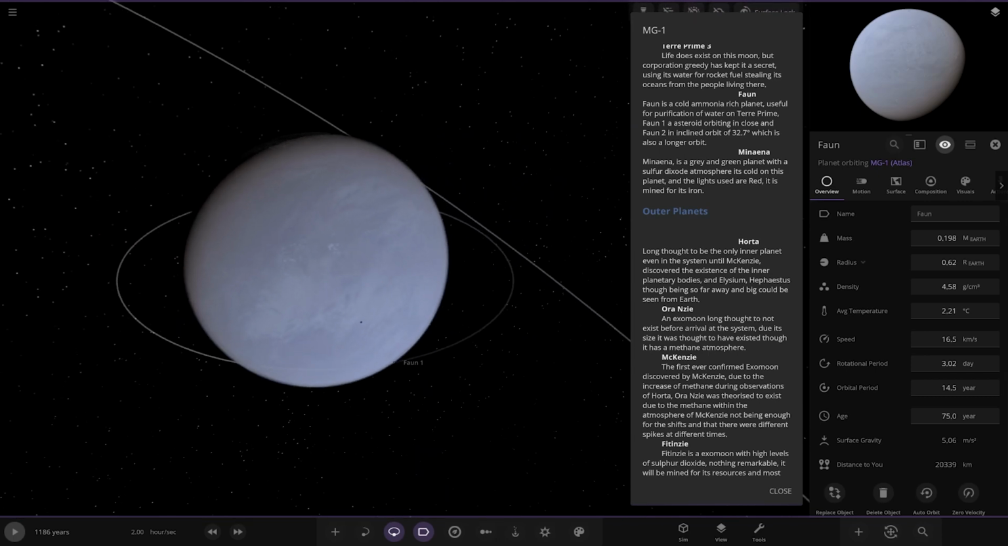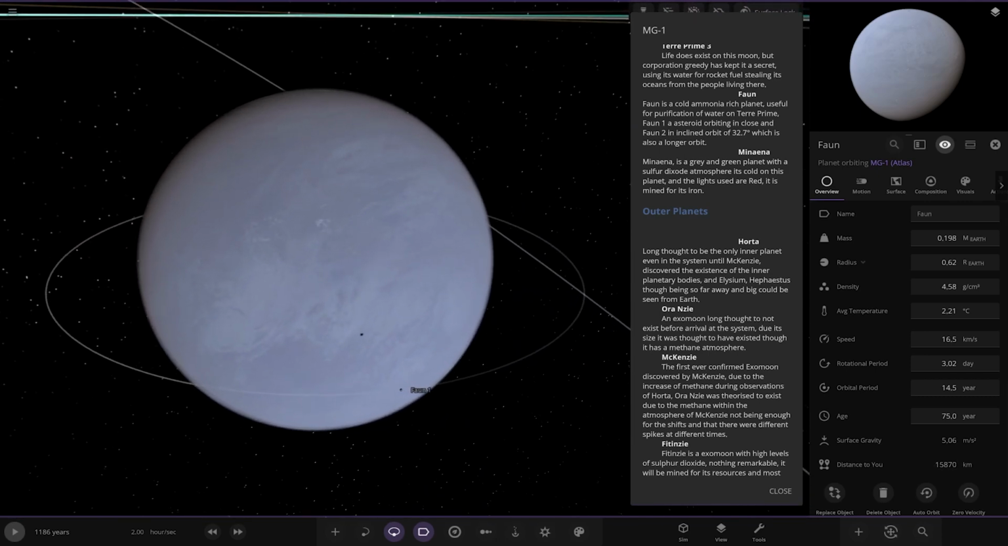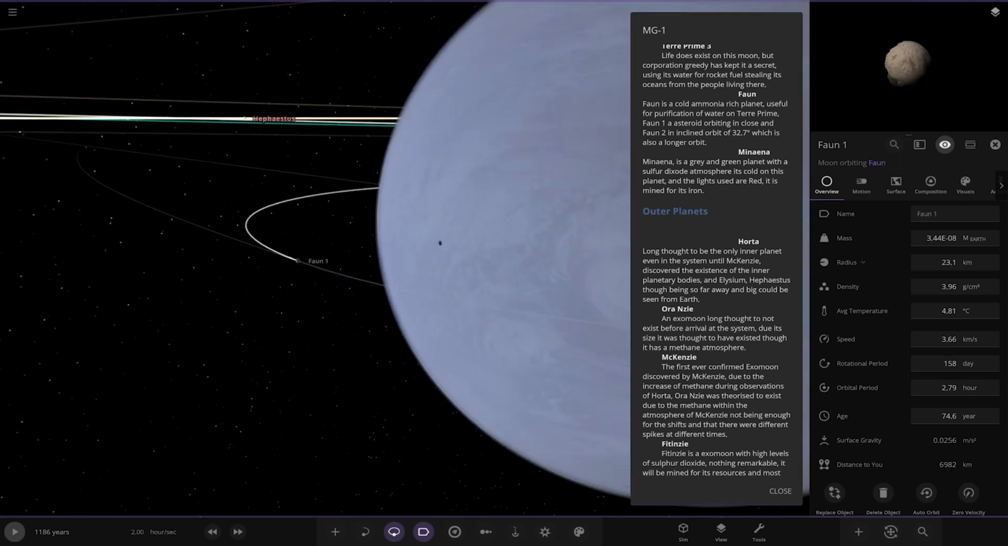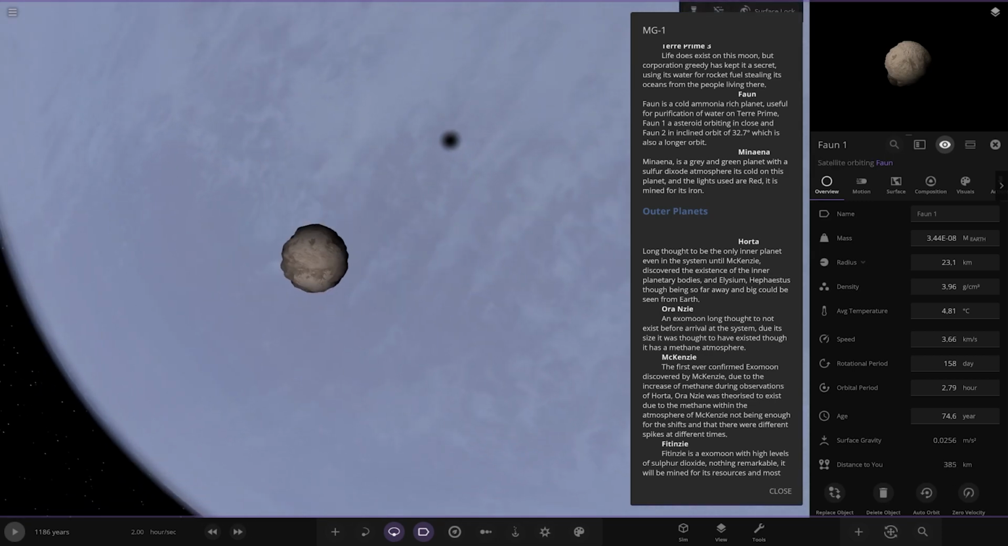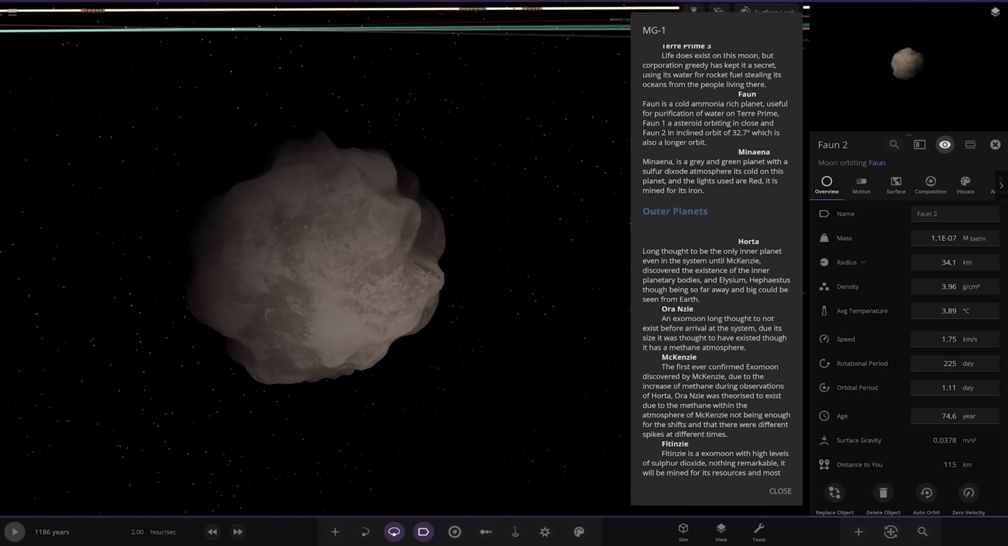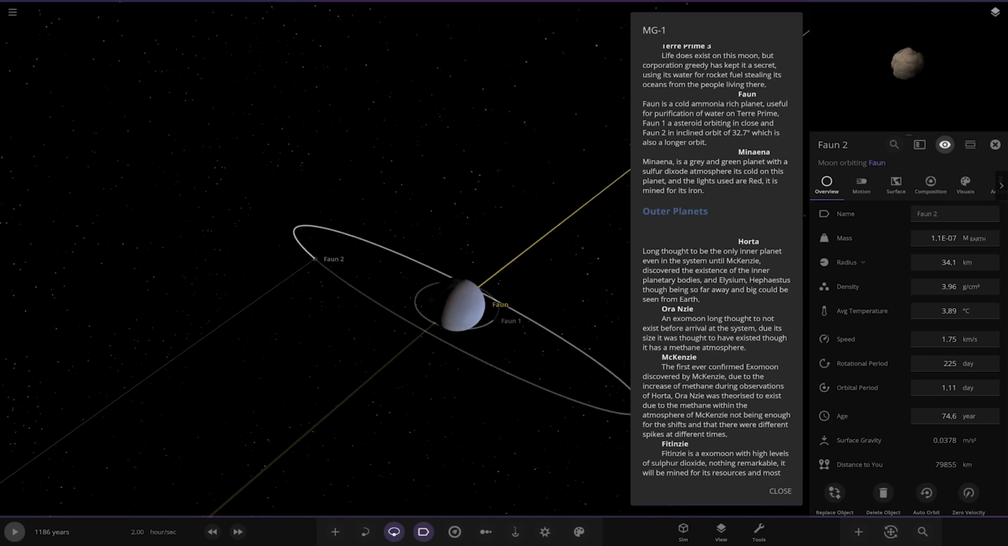Fawn is a cold, ammonia-rich planet, useful for purification of water on Terra Prime. Fawn 1, an asteroid orbiting close, and Fawn 2, an inclined orbit of 32.7 degrees, which is also a longer orbit. Got a little eclipse going on there at the moment. There you go. Then secondary over here. There he is. Nice.